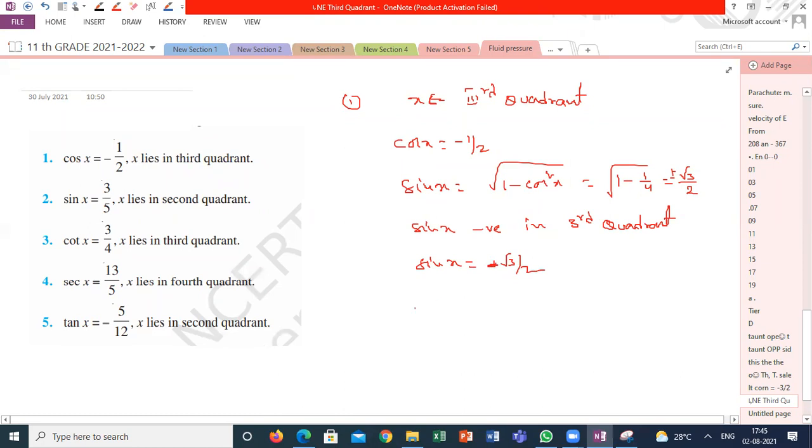So if I know sin x and cos x, tan x is equal to sin x by cos x, minus root 3 by 2 divided by minus 1 by 2, which is root 3 by 1. So this is root 3. Cot x is equal to 1 by root 3. Secant x is equal to minus 2 by 1. Cosecant x is equal to minus 2 by root 3.